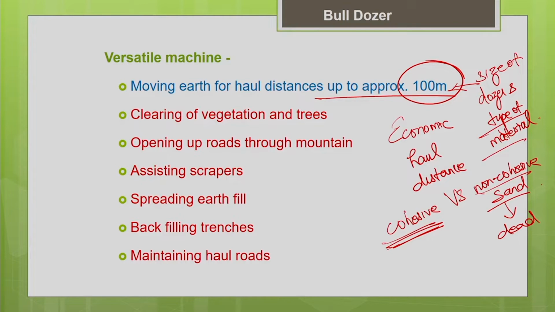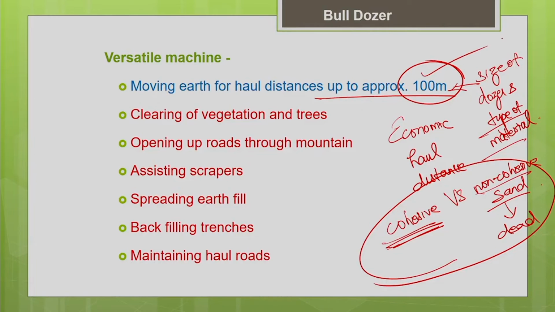The haul distance possible depends upon the size of your bulldozer, and it also depends upon the type of material which you are going to push with the bulldozer. So, commonly you can say the maximum haul distance is up to 100 meters. Apart from earth moving machine operation, you can use this machine for so many activities.